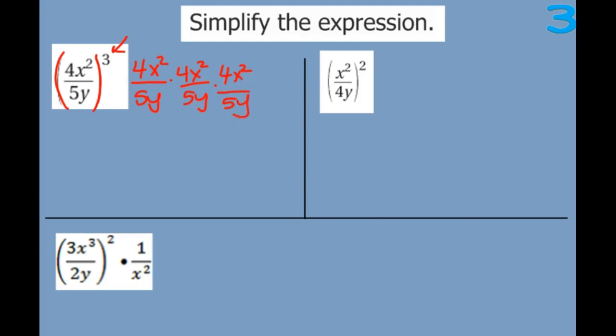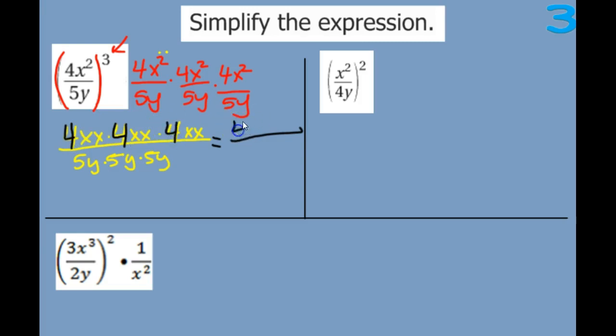And now we're going to count up how many we have of each. If you would like to write it all out, this is really a 4 and 2 x's. This is really a 4 and 2 x's. And this is really a 4 and 2 x's. In the denominator, we have a 5y, a 5y, and a 5y. If you don't need to write that out like that, that's okay. But it sometimes is helpful to see really how many of each letter and number we have. So in the numerator, our numbers we have 4, 1, 2, 3 times, or 4 to the third.